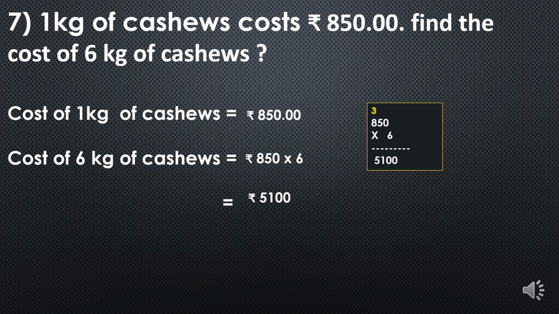Next 5 6s. What is 5 6s? 5 6s are 30. In 30, 0 only we will write there and 3 we will write on top of the hundreds place digit. Next we want to multiply by the hundreds place digit. 8 6s are 48. 48 plus the carry 3 gives 51. So what is the product we are getting? 5100. So the cost of 6 kg of cashews is rupees 5100. All of you understood?